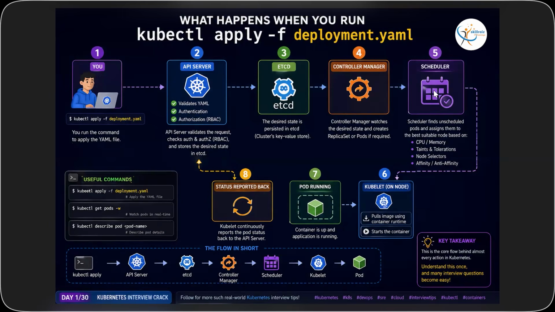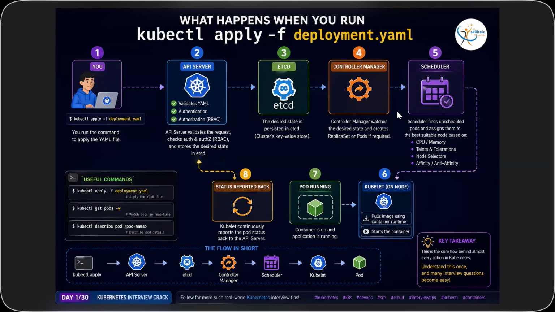Then the scheduler will come into the picture. The scheduler is responsible for understanding the requirement. It will check for unscheduled pods, then assign them to suitable nodes based on different criteria like CPU, memory, taints, tolerations, node selectors, and affinity rules. It will consider all those criteria.